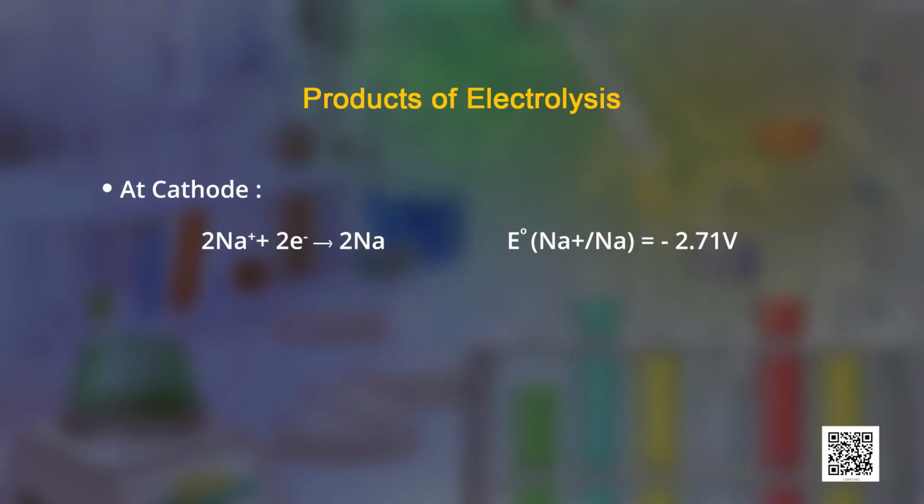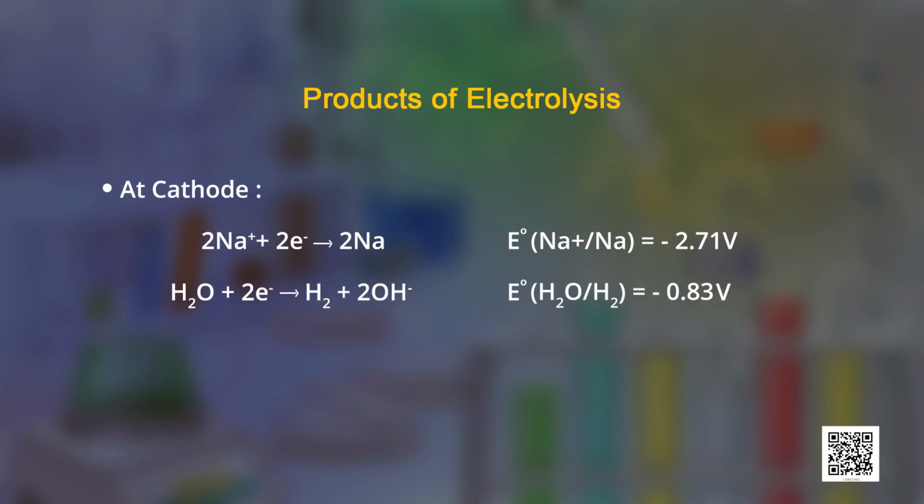At the cathode, sodium ions gain electrons and the reduction potential is recorded as minus 2.71 volt, while water gains electrons and converts into hydrogen and OH negative ions. The reduction potential of water is recorded as minus 0.83 volt. If 2 cations are present in the electrolytic cell, the one which has the higher reduction potential will get reduced first. Thus, hydrogen gas is evolved at the cathode while sodium ions remain in the solution because of their lower reduction potential.